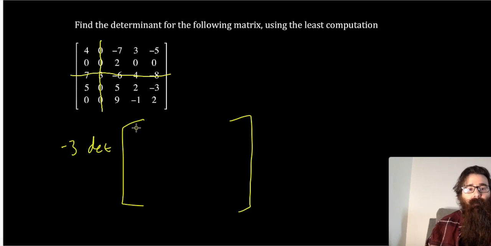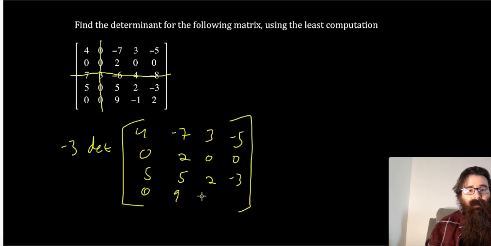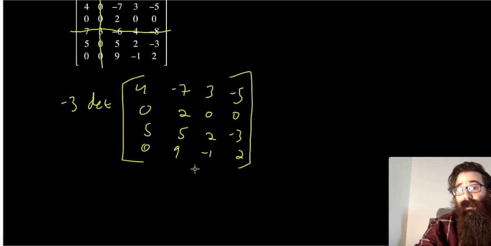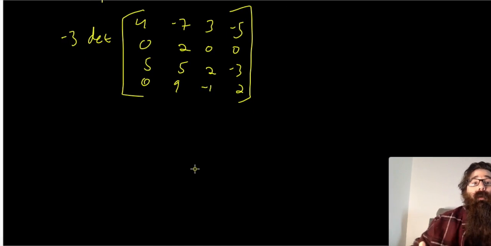The remaining 4 by 4 matrix is 4, negative 7, 3, negative 5. We have 0, 2, 0, 0. We have 5, 5, 2, negative 3. And we have 0, 9, negative 1, 2. Striding out the rest of the entries into a 4 by 4 matrix. Now the checkerboard pattern resets. The process starts anew. And I want to do this again.